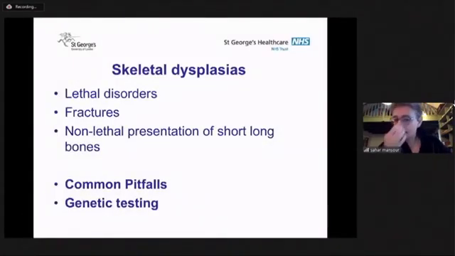So moving on to the skeletal dysplasias, that's just a background about the genetic testing. Lethal skeletal dysplasias are broken down into how to think about making a diagnosis in the lethal disorders, those presenting with what look like fractures, and, as Aris covered, the non-lethal presentation of short long bones. I'm going to highlight some common pitfalls. I have made them all, and highlight which genetic testing is best in each scenario.